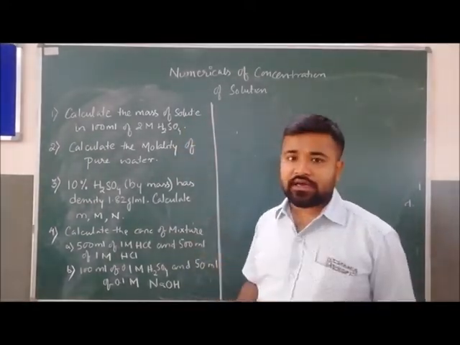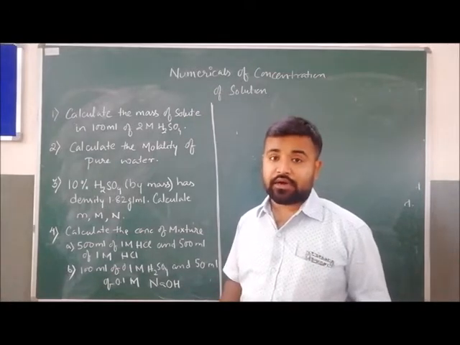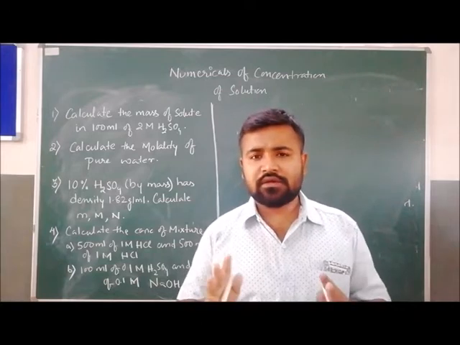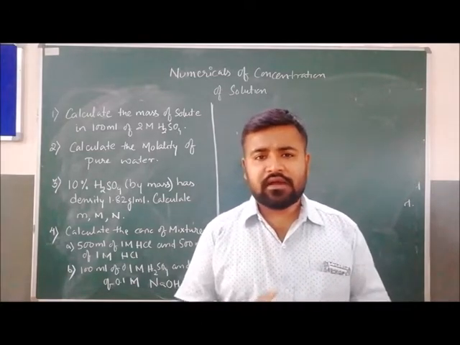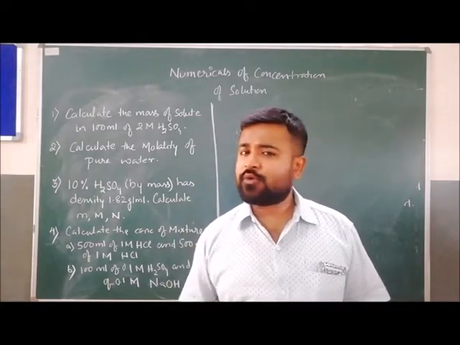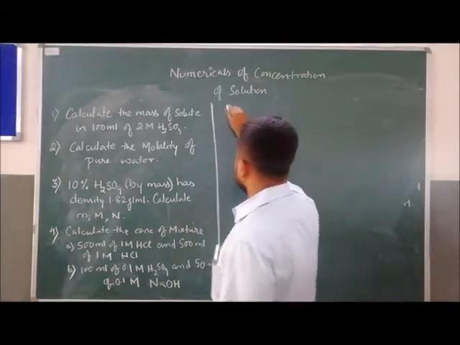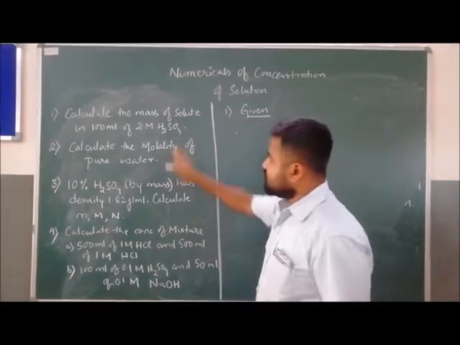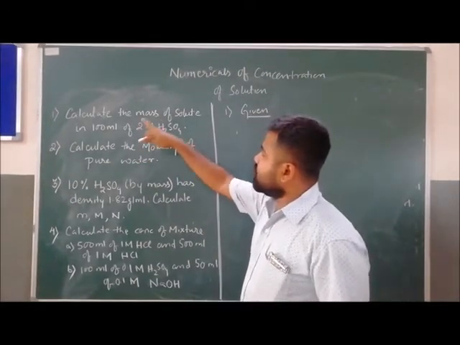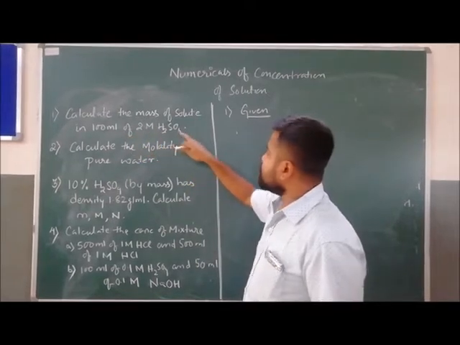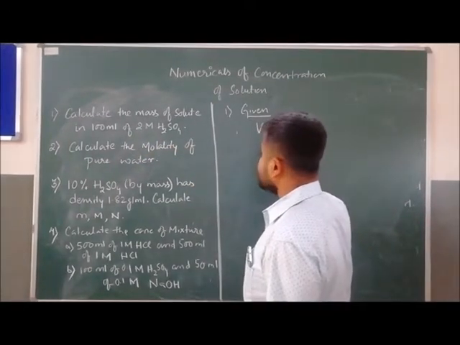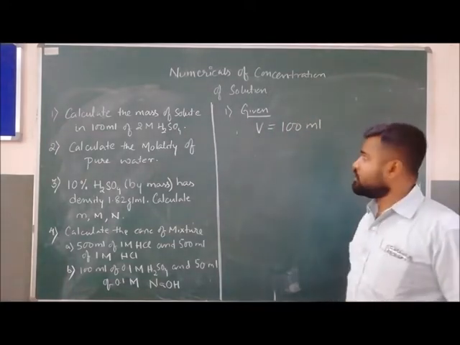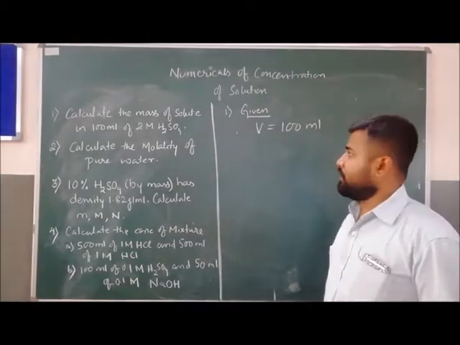First of all we will write the given. It is very important in the CBSE board exam to write the given first, and there are also marks for writing the given and all the data provided in the question. So what is given here? Calculate the mass of solute in 100 ml of 2 molar H2SO4, which means the volume of the solution is equal to 100 ml.